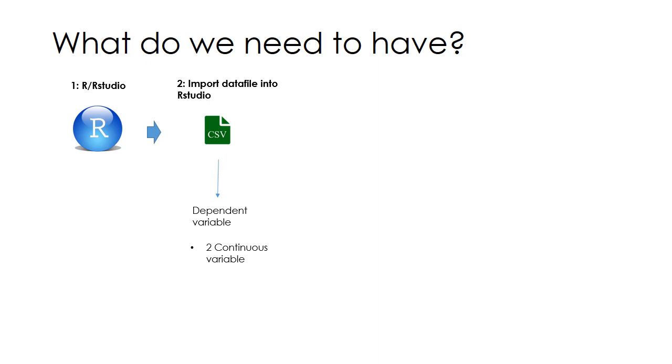So what should be included in the data file or in the CSV file? It should mainly have two variables, both of which have to be continuous. The dependent variable, the outcome variable, the one that you are trying to predict, has to be a continuous variable. The other variable, the independent variable that you are trying to use to predict the outcome, can be categorical or continuous, but the dependent variable has to be continuous.